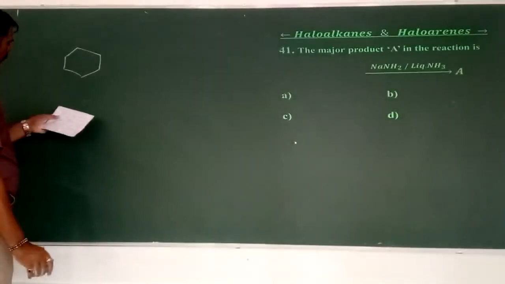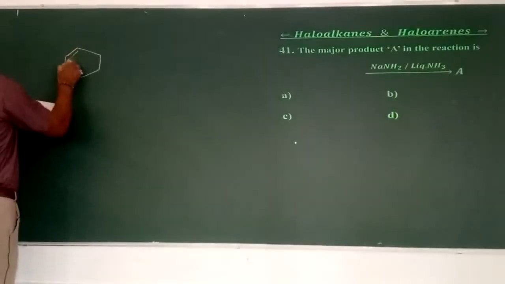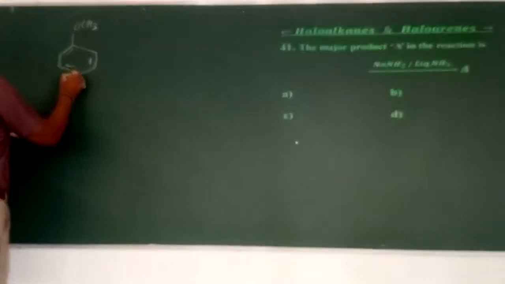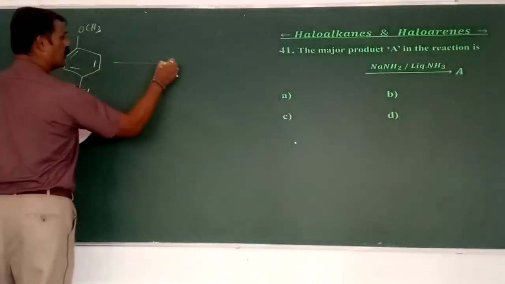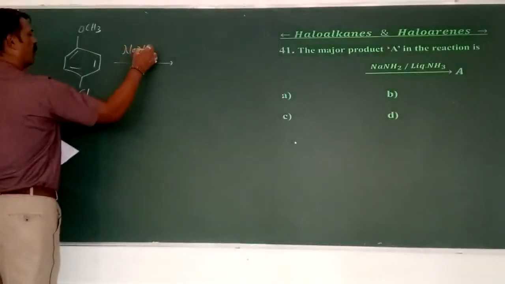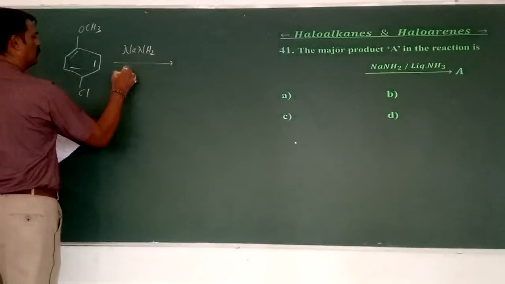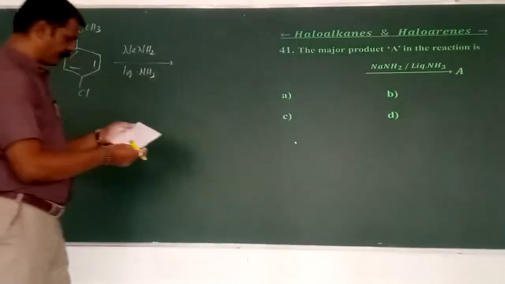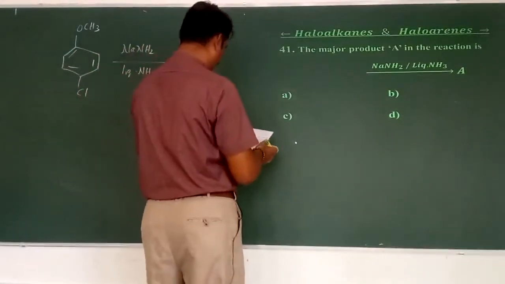The major product, I will write the reaction for that. OCH3 with Cl, with what? Sodamide in liquid ammonia, NaNH2 liquid ammonia. Here I will write the products as A, B, C, D.